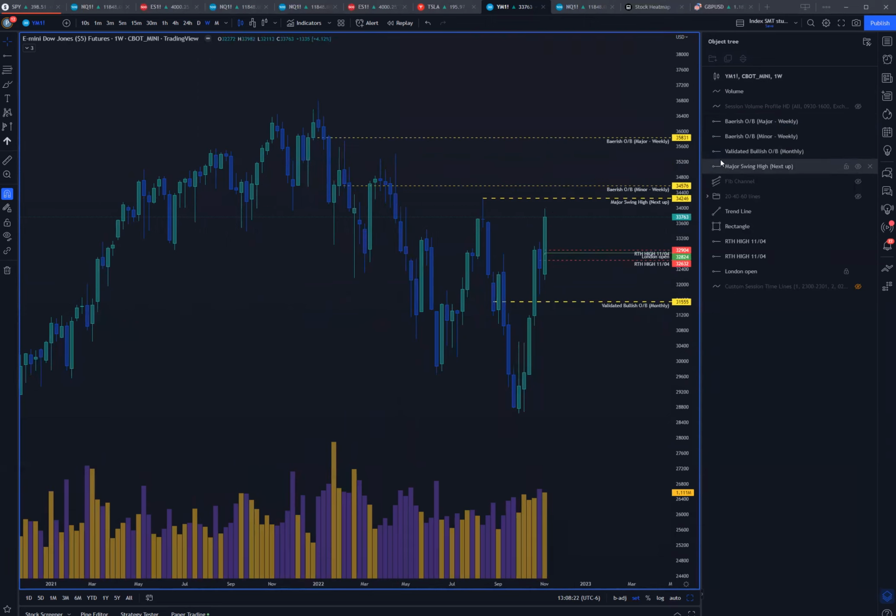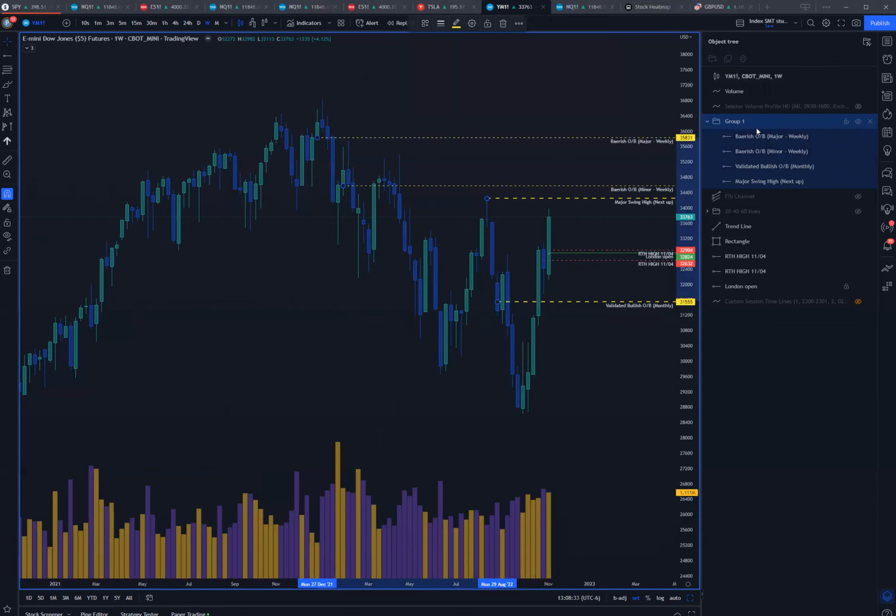Okay, so let's group them. This is an interesting thing that I found, that you can actually group these, and it's much easier than managing them, hiding and unhiding them, and not having them clobber up everything. So this is going to be the current high time frame trading range.